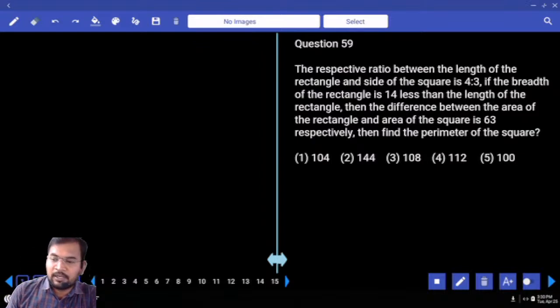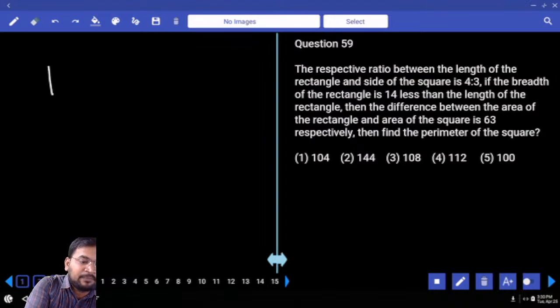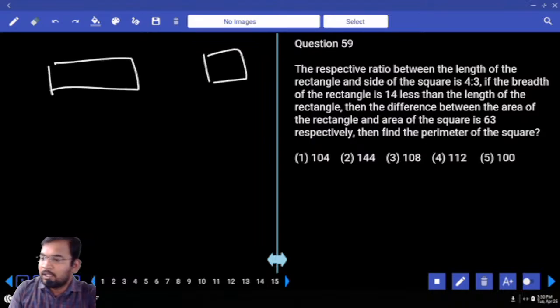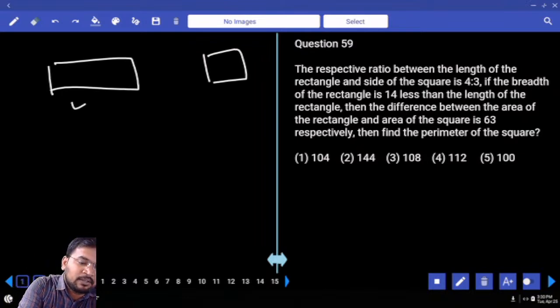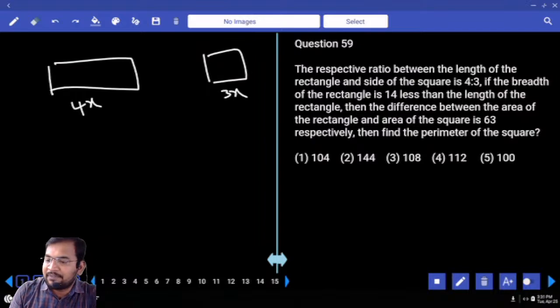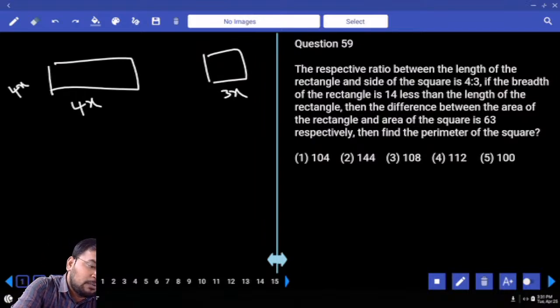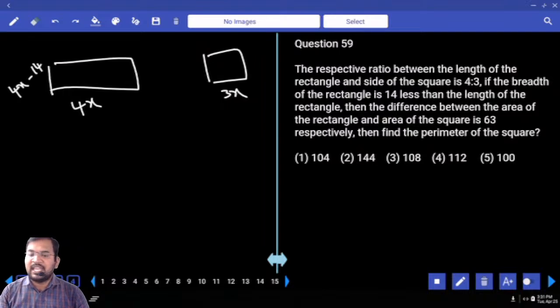Now look here, the rectangle is there and the square is there. The length of the rectangle is how many parts? 4 parts. The breadth of the rectangle is 14 less than that, and 14 less is nothing but 4x minus 14.